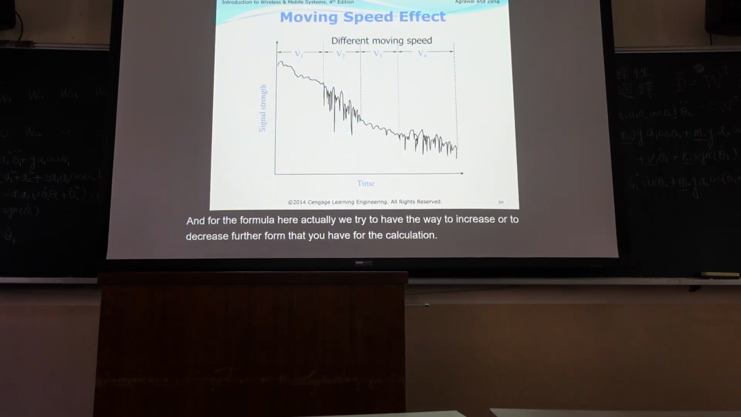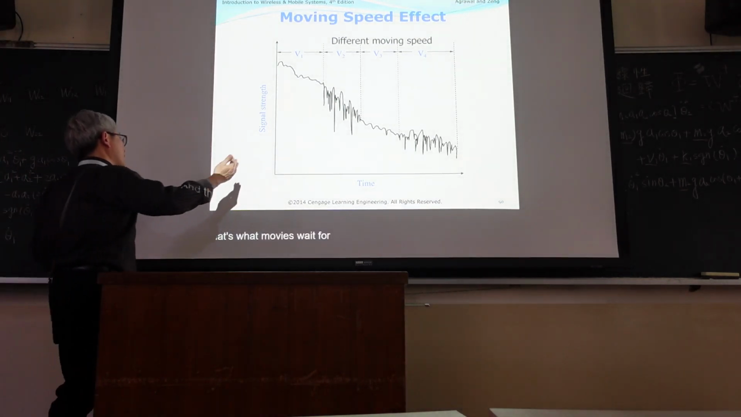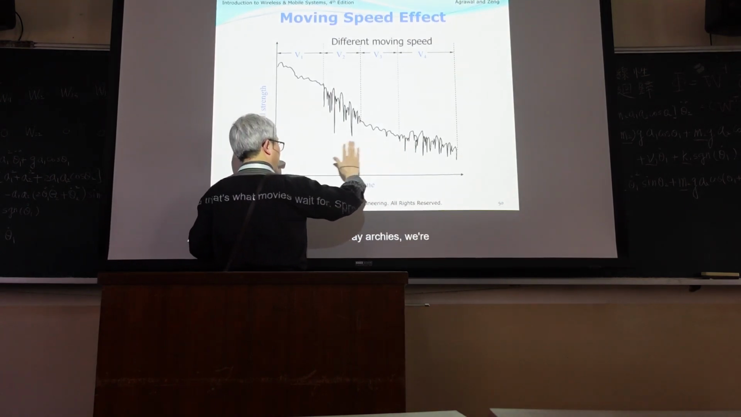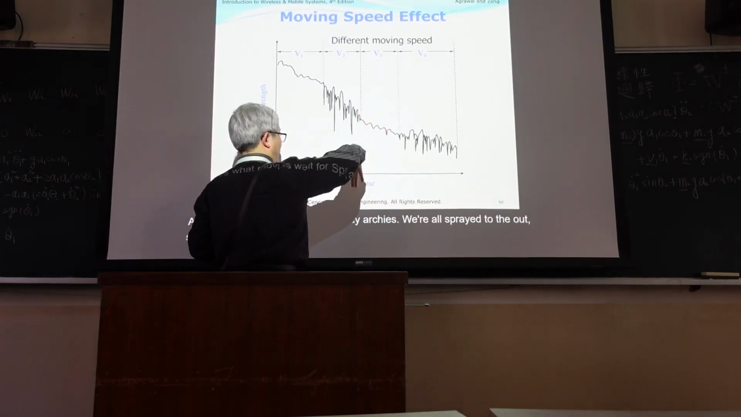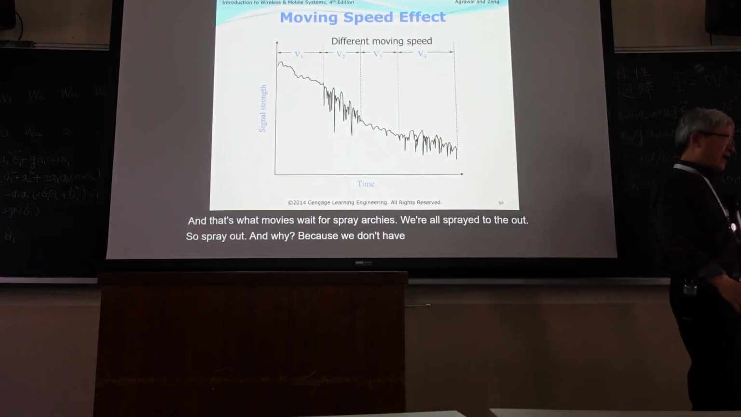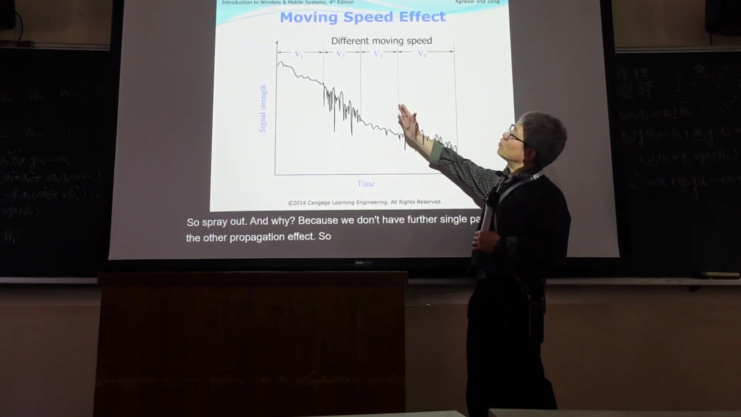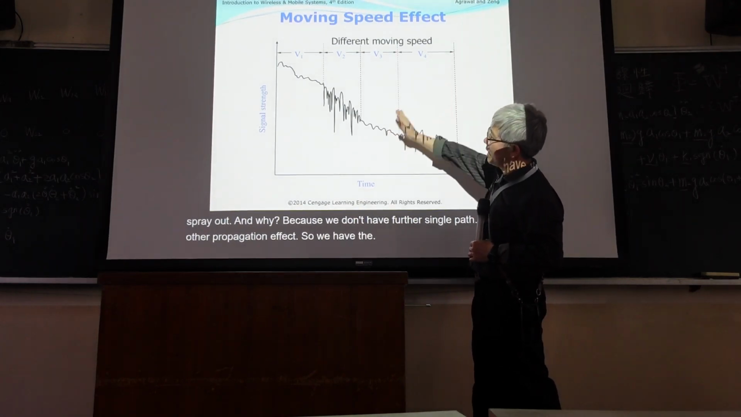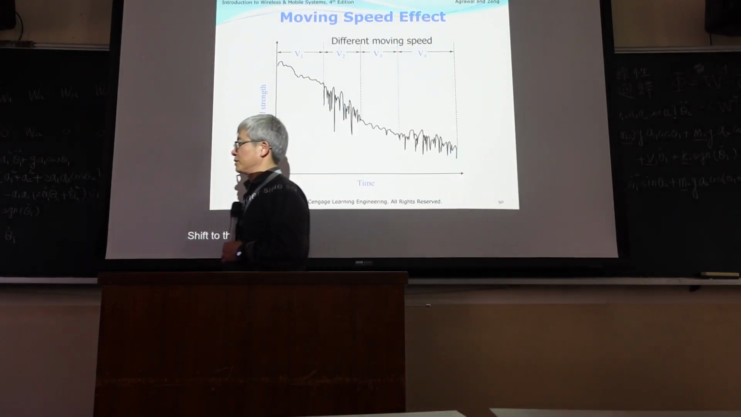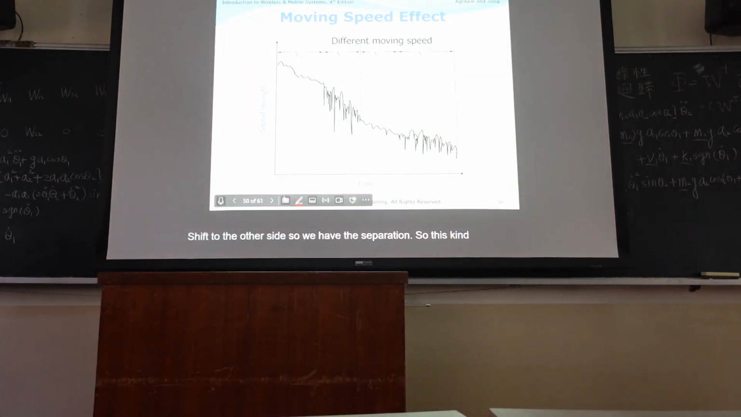And next one, the moving spread effect. Spread actually means we spread out, so spread out. And why? Because we don't have a single path, we have other propagation effects. So we have a shift to the other side, so we have the separation. This kind of effect we call the moving spread effect.